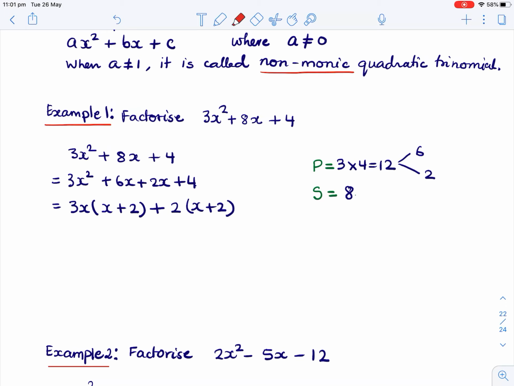You need to make sure you get the same expression after taking common from these four terms. So now the common factor is x plus 2, and we are left with 3x plus 2.